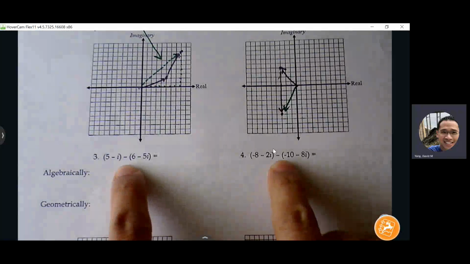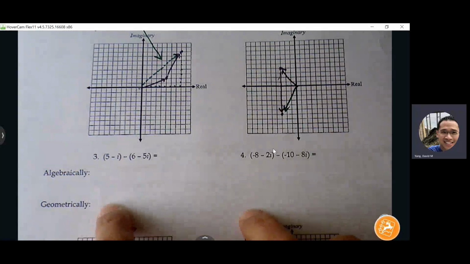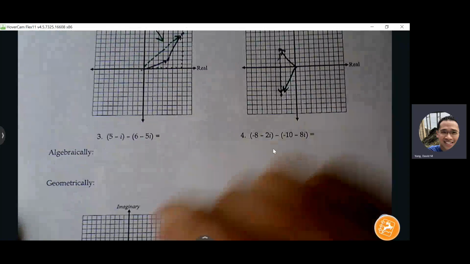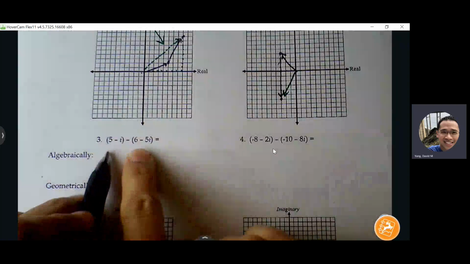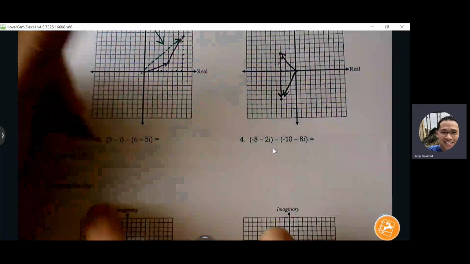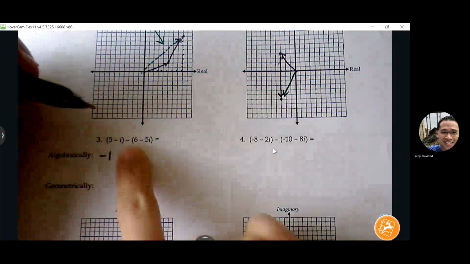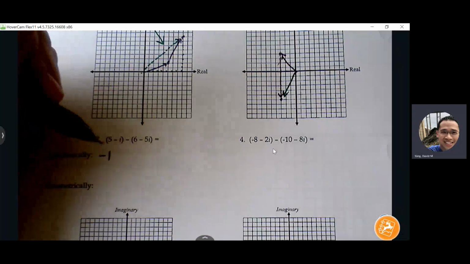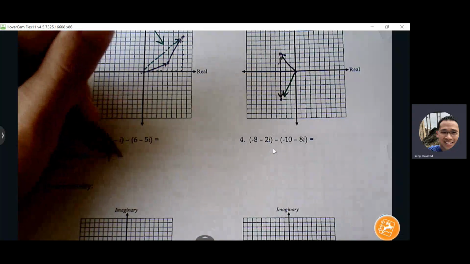If we're subtracting algebraically, I think you won't have any trouble. You just have to be careful with the way you make the adjustment geometrically. So here, I can combine like terms. 5 minus 6, that's -1. Negative i minus a -5i, that's -1 plus 5, so plus 4i.